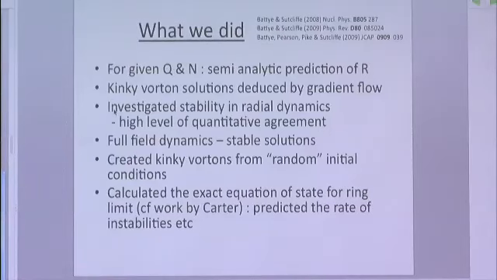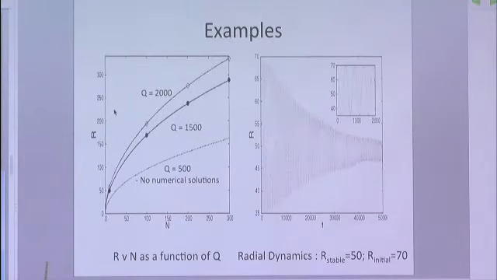And so basically we've done a whole load of things. We then found the solutions via gradient flow. We evolved them in the field theory. I'm going to show you some examples of this, but I'm not going to go into all the detail. We evolved the full dynamics and showed that they're all stable. We actually managed to create them from random initial conditions, and we even created an equation of state for the wiggles on the string and showed all the stability properties of this system.